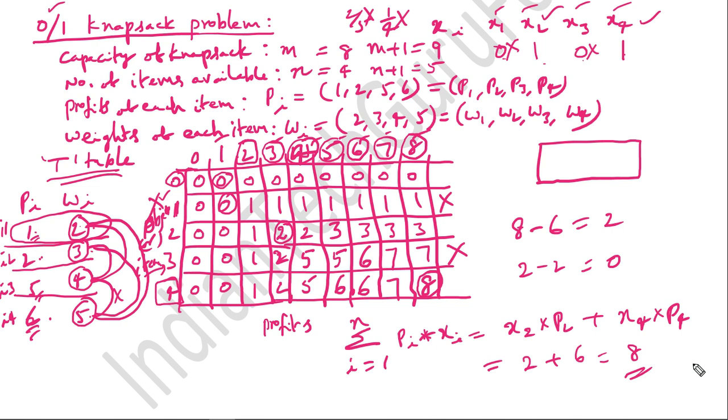Totally, how much weight we have inserted? For item number 2, the weight is 3. For item number 4, the weight is 5. 3 plus 5, totally 8 we have inserted. So that is the maximum size of the knapsack. So like this, we can solve the 0/1 knapsack problem using the dynamic programming approach.